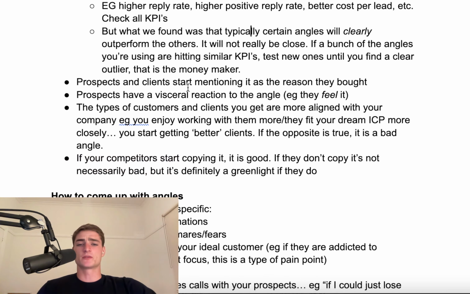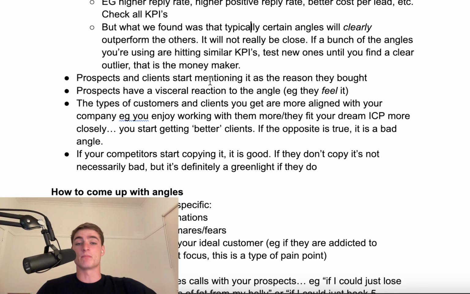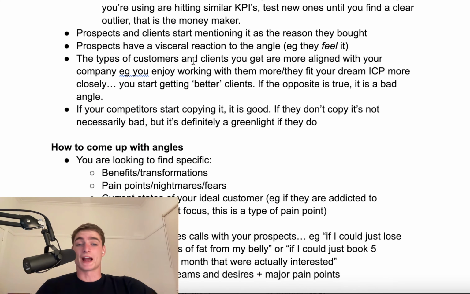And then the other thing is that prospects and clients will start mentioning it as the reason they bought. They're also going to have a visceral reaction to the angle, so they might actually feel it. It might make them feel an inner pain or an inner resonance or an inner joy or whatever it may be that actually gets them to perk up and get interested. And you're also going to notice that the customers and clients that you get from a specific angle are going to be a certain type of customer. So you're going to have either better or worse customers come through with a specific angle.